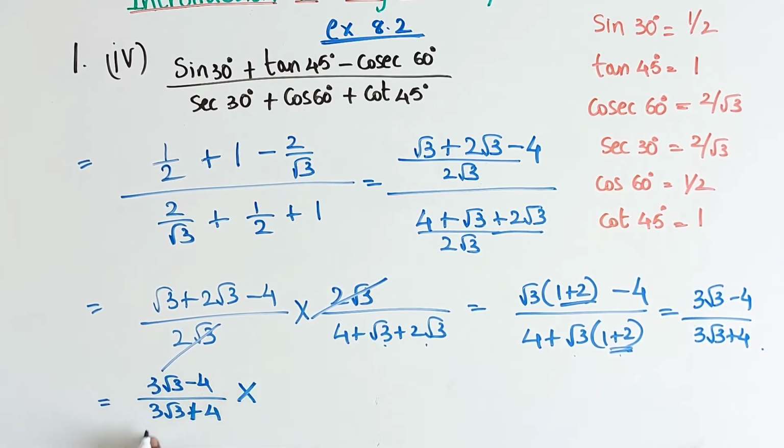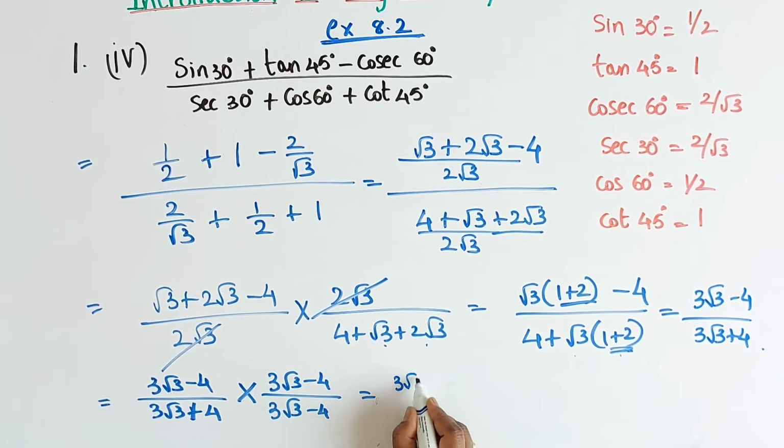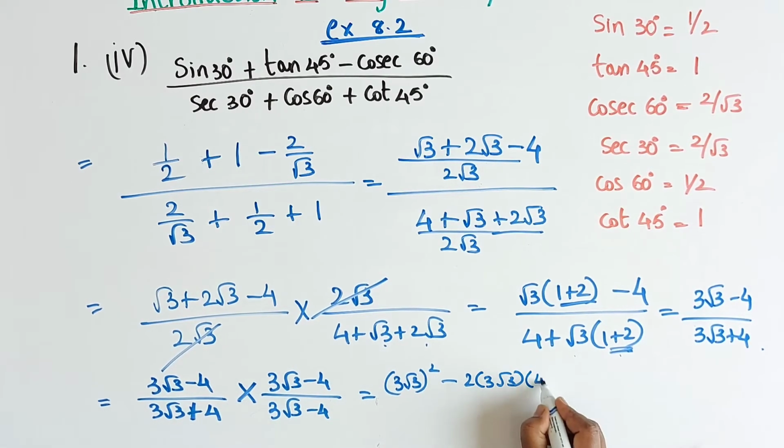Now multiplication with 3 root 3 minus 4. And here also 3 root 3 minus 4, children, right? Here 3 root 3 minus 4, here 3 root 3 minus 4. That means (a minus b) into (a minus b), that means (a minus b) whole square. Correct? That is a square minus 2ab plus b square. Here a square is (3 root 3) whole square, minus 2ab. 2 into a, which is 3 root 3, 2 into 3 root 3 into 4, plus b square, which is 4 square.